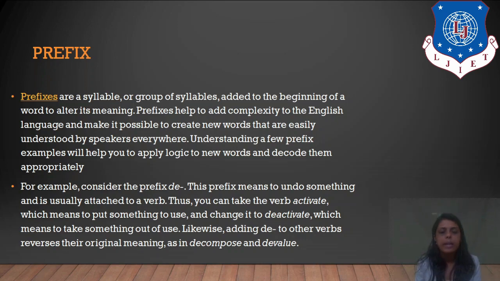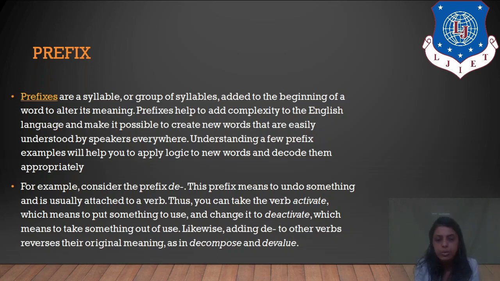Hello everyone. Again, we are going to start with chapter number 1, which is known as word formation process. In derivation, you learned about what is prefix and what is suffixes. But again, I am repeating to make sure that you understand it very well. So what do you mean by prefix? A syllable or a group of syllables added to the beginning of the word.